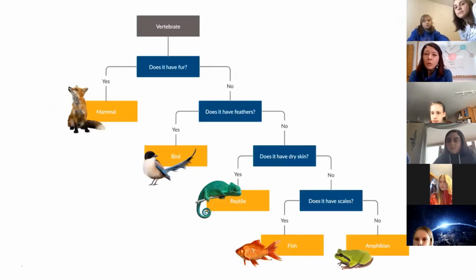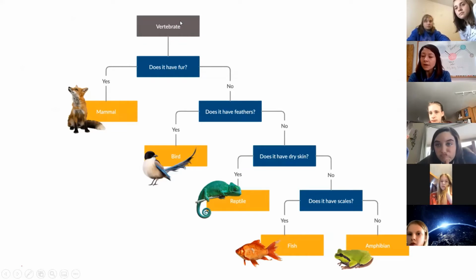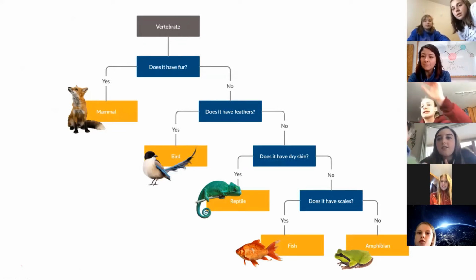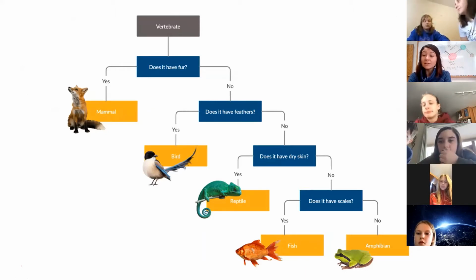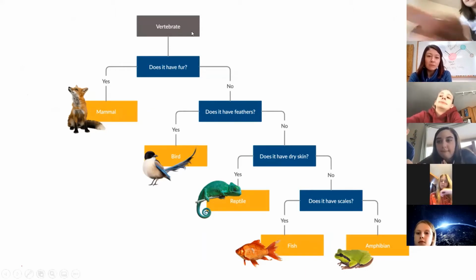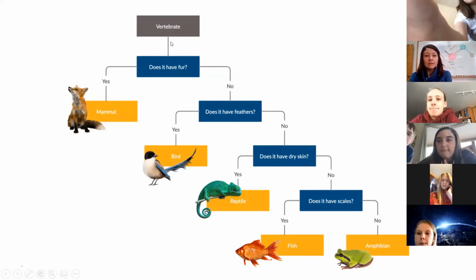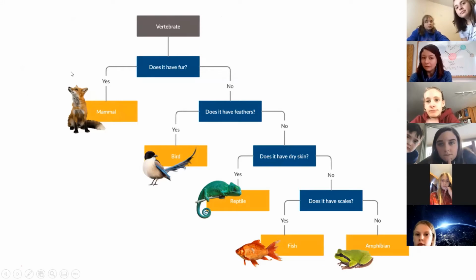This one's a little bit more complicated, but it's the same idea, right? So the top thing is you start with vertebrae. Does anyone know what a vertebrae animal is? It's an animal with a spine, right? Very good. So you start with, okay, all animals that have spines. Does it have fur? Yes or no? If it does, then it's a mammal. And then you can go obviously way farther into which one it is.